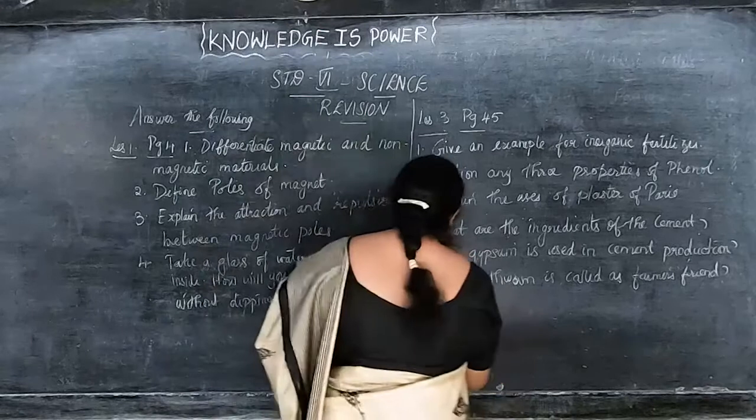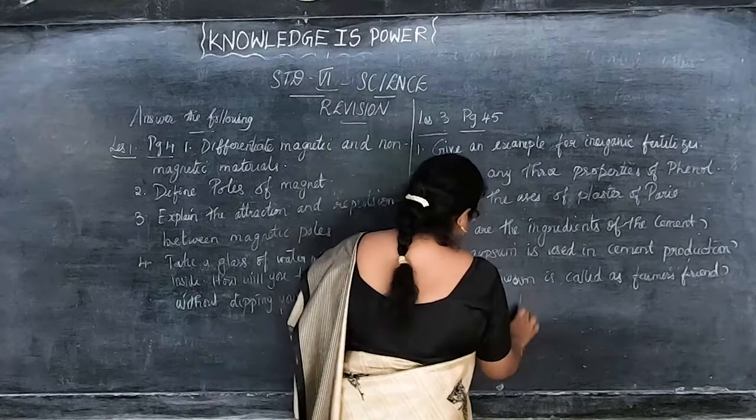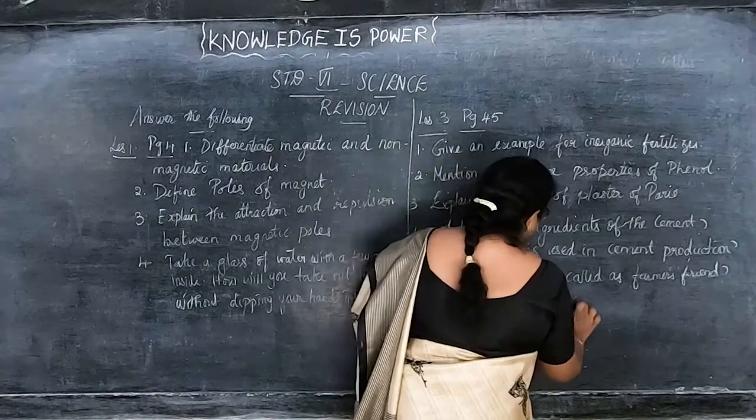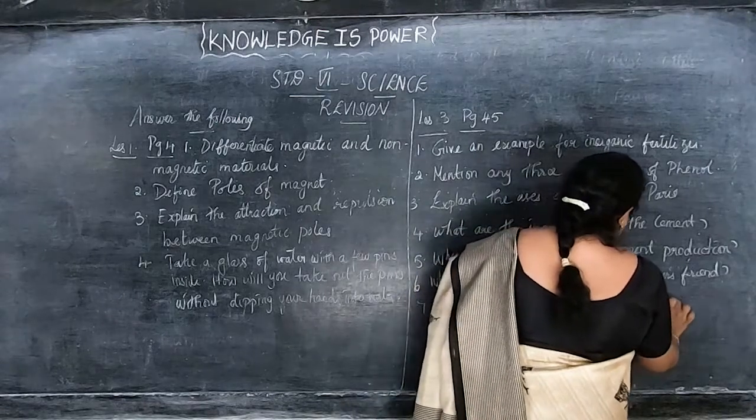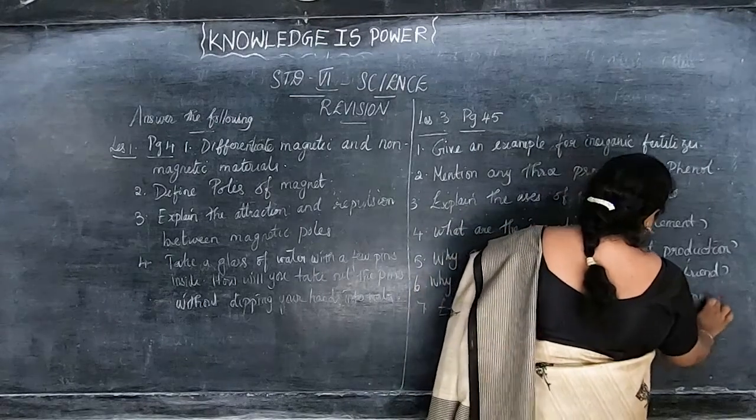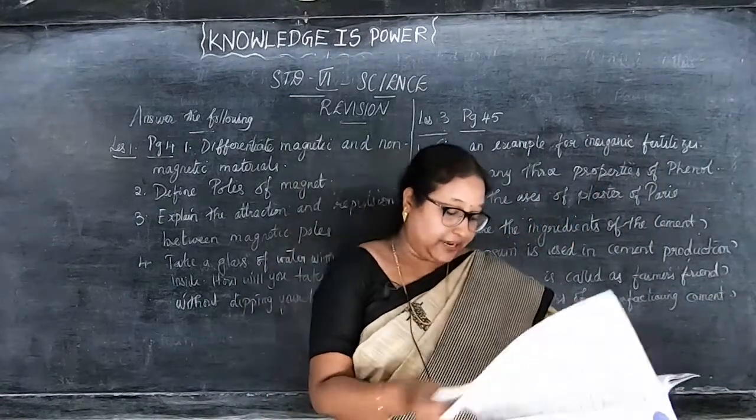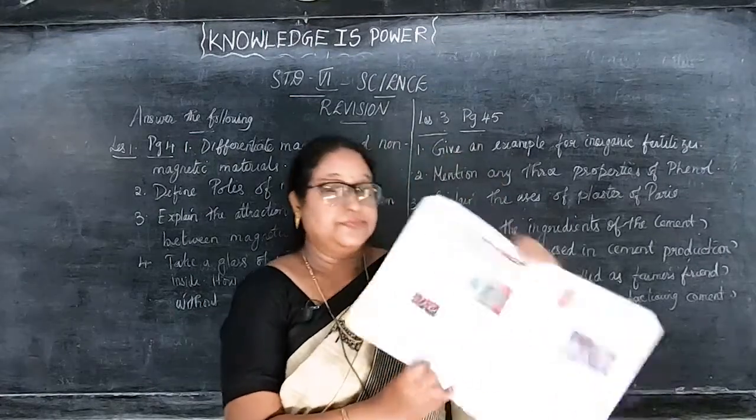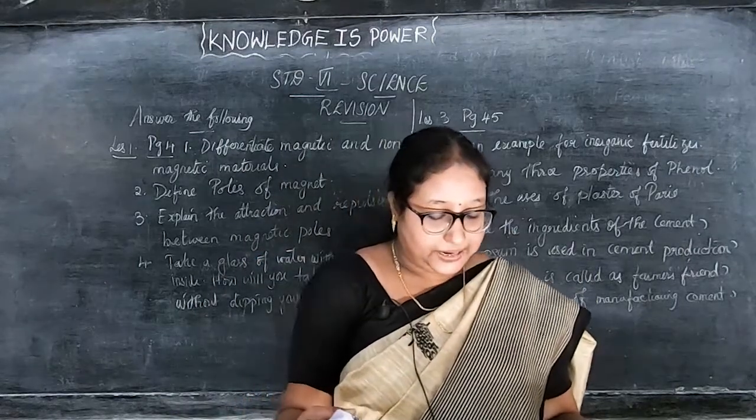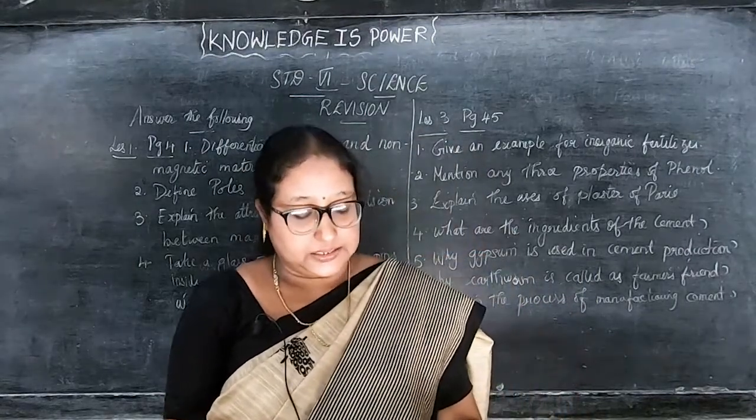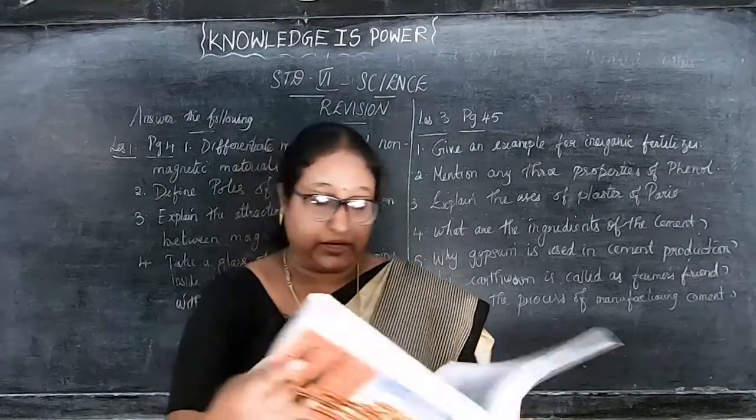The next question is, explain the process of manufacturing cement. It's also on the same page, page number 38. Last two lines: the cement is manufactured by crushing naturally occurring minerals such as lime, clay and gypsum through a milling process. Okay, this is the answer.